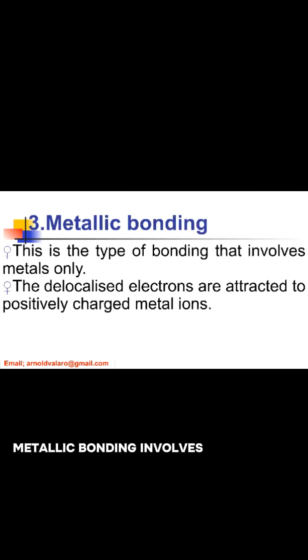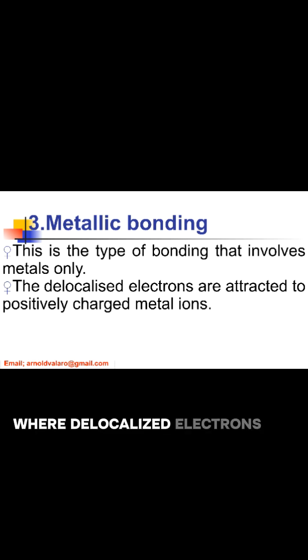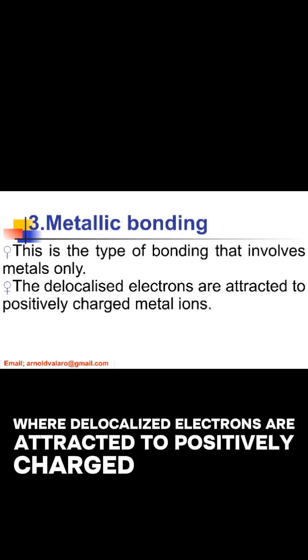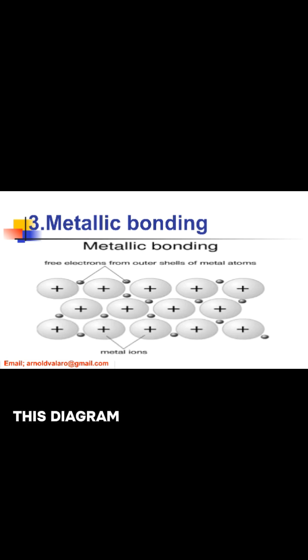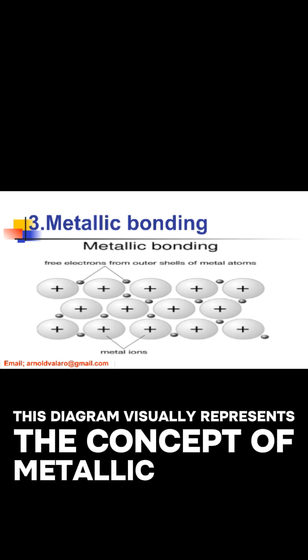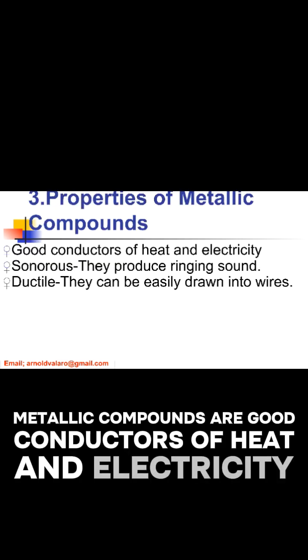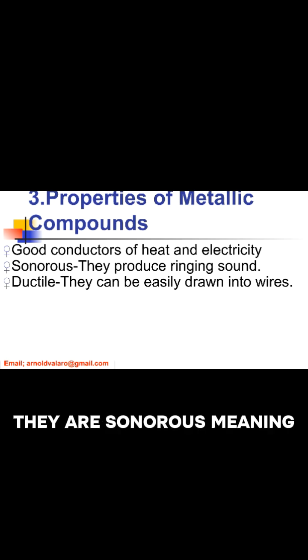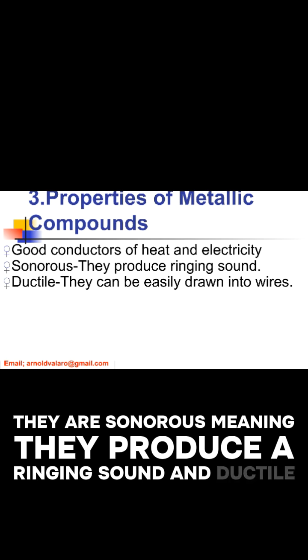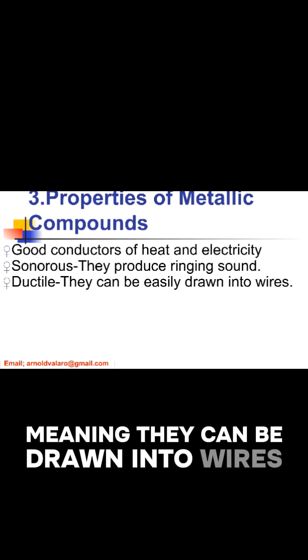Metallic bonding involves metals only, where delocalized electrons are attracted to positively charged metal ions. This diagram visually represents the concept of metallic bonding. Metallic compounds are good conductors of heat and electricity. They are sonorous, meaning they produce a ringing sound, and ductile, meaning they can be drawn into wires.